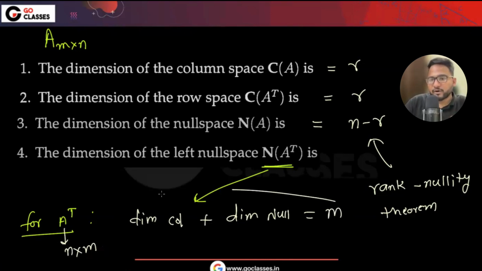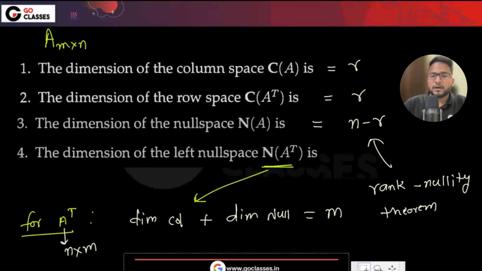Is this equation fine to everyone? With respect to A transpose, I'm saying the dimension of the column space plus the dimension of the null space, for any matrix, is equal to the number of columns. And it so happens that here the number of columns is small m. Okay, I hope that is fine.